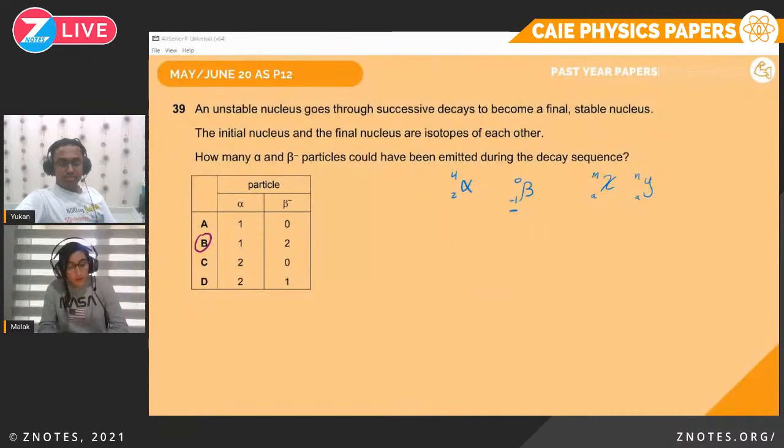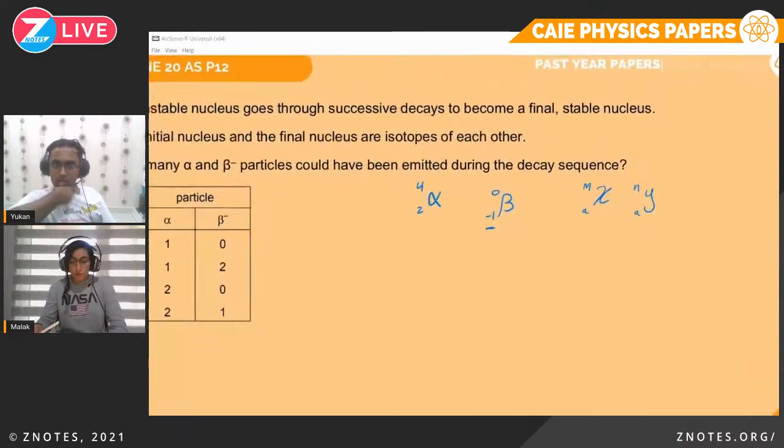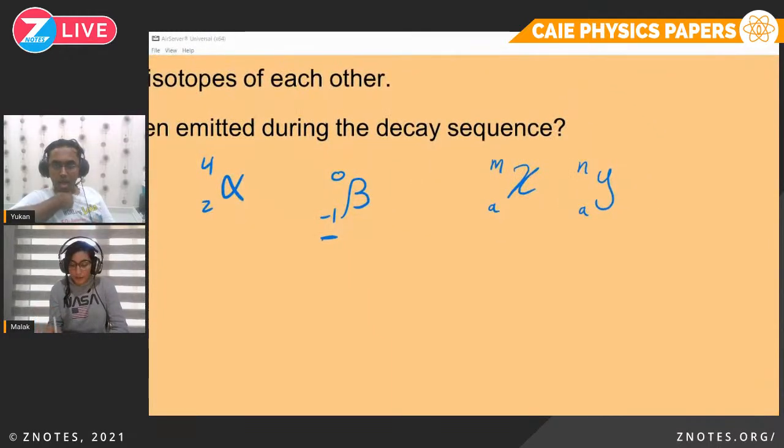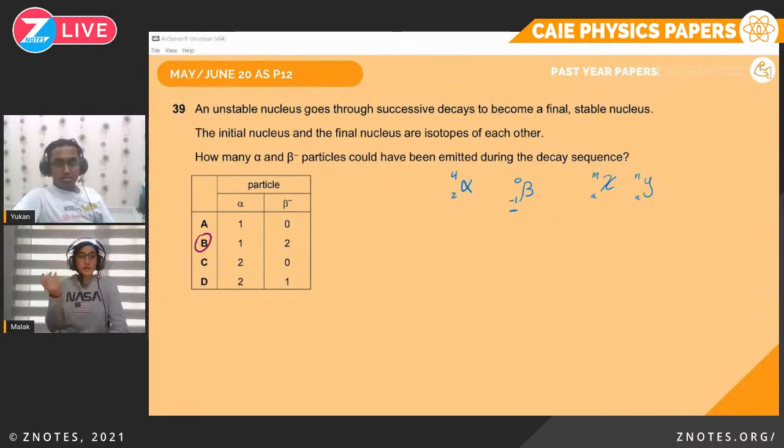Next question, 39. An unstable nucleus goes through successive decay and becomes a final stable nucleus. The initial nucleus and the final nucleus are isotopes of each other. How many alpha and beta particles could have been emitted during the decay sequence? So for two nuclei to be isotopes, we would have the same atomic number, but it's okay if we have different mass numbers. And for the alpha decay, we lose 2 from the atomic number and 4 from the atomic mass. For the beta, we gain 1 atomic number.